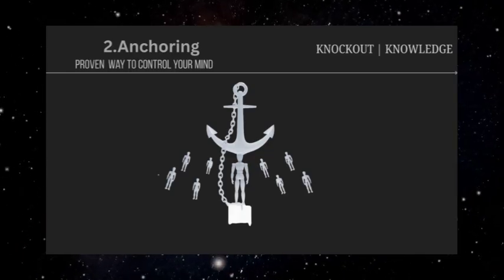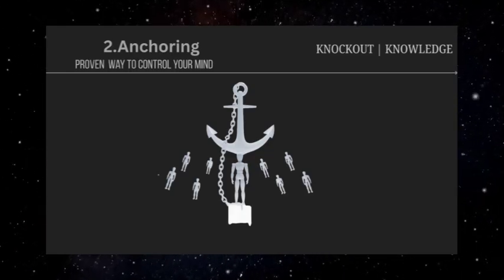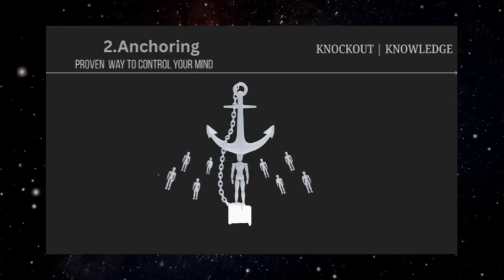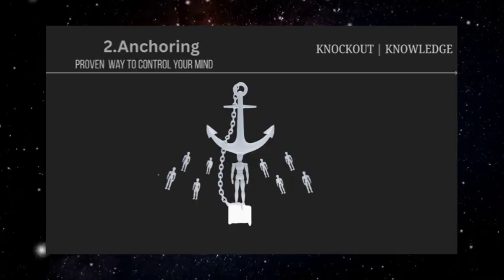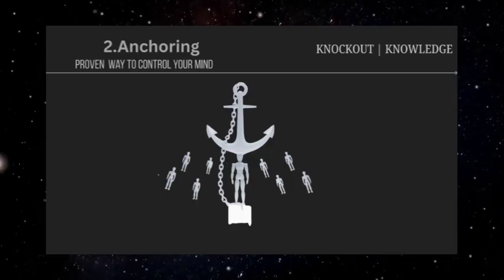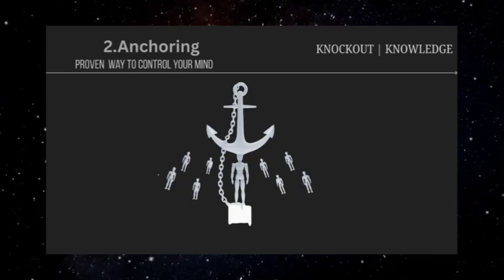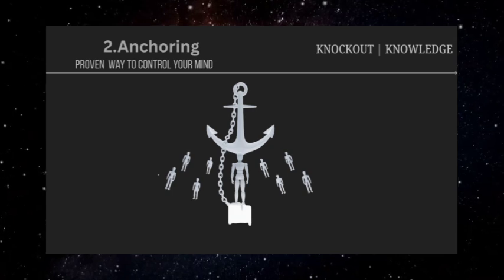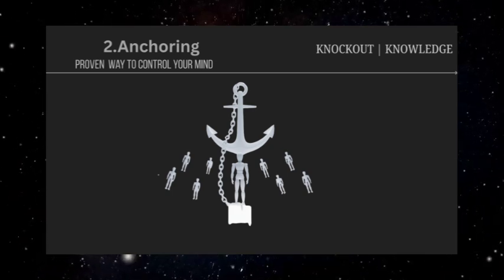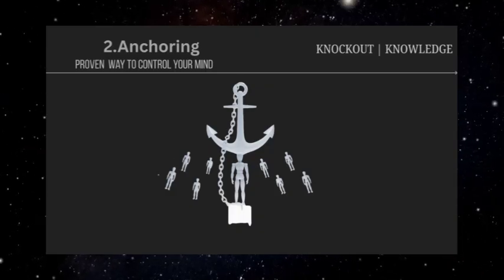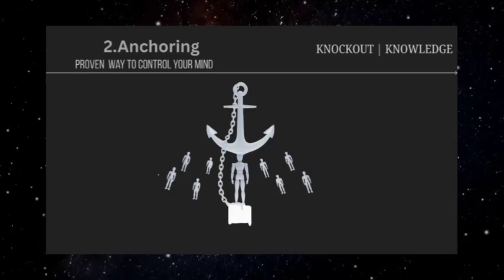The technique works because our brains are constantly creating associations. When we experience something pleasant while a specific cue is present, our mind links the two together. Later, when that cue appears again, our brain automatically recalls not just the memory, but the emotional state that went with it. In romantic relationships, someone might use anchoring by offering comfort during your moments of vulnerability while doing something specific, perhaps touching your shoulder in a particular way or using a certain tone of voice.